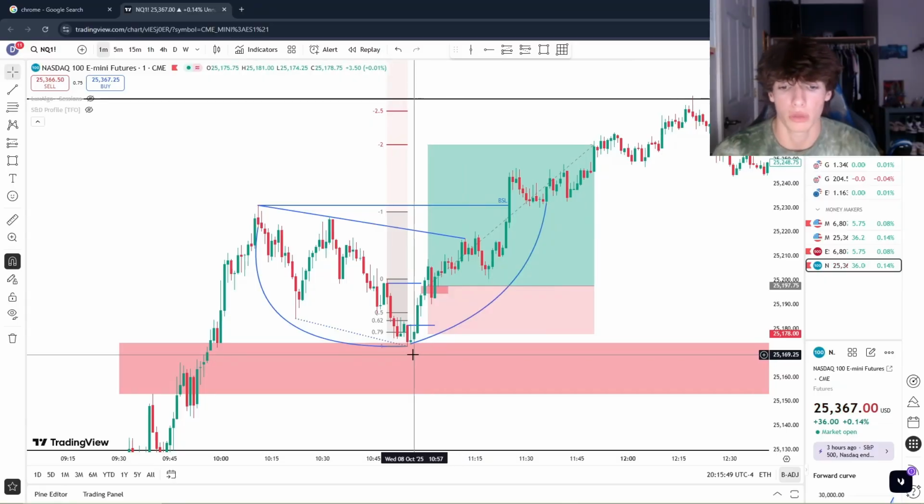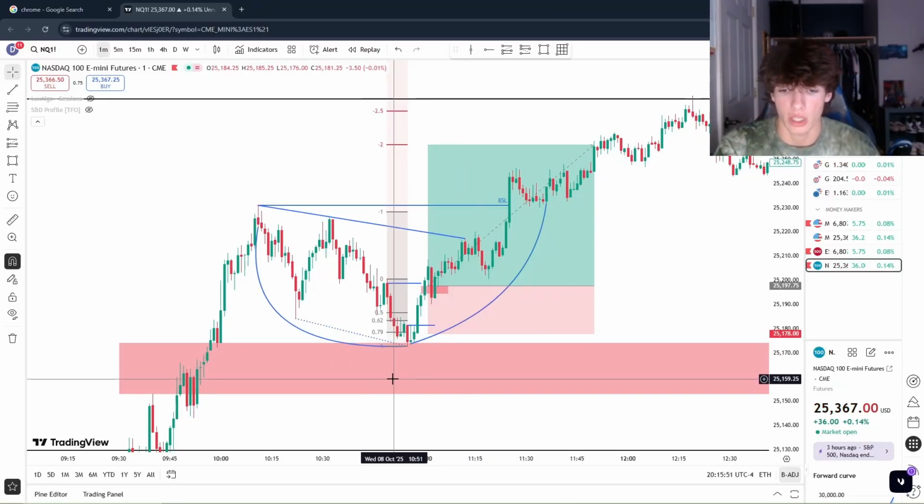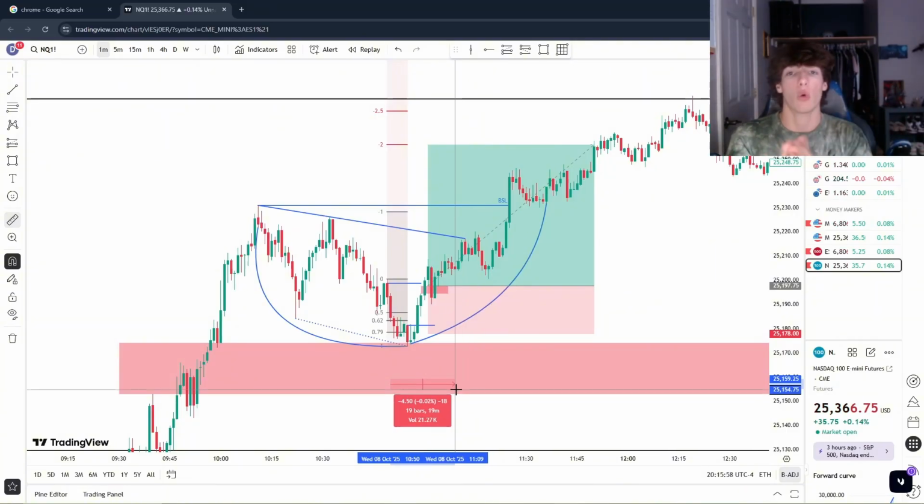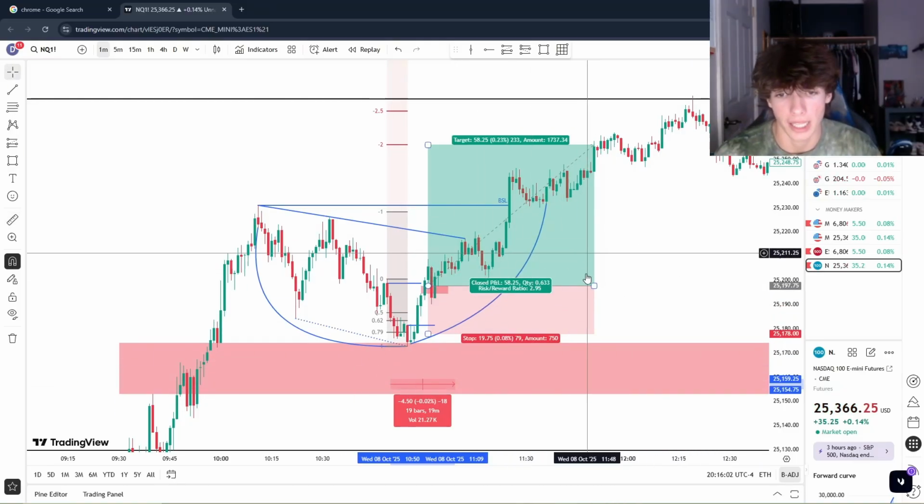Another reason I took this, we're right within macro. So 1050 to 1110, that's going to be my macro. I usually get my best trades within 950 to 1010 macro or 1050 to 1110 macro. So that's another reason why I like the setup a lot.